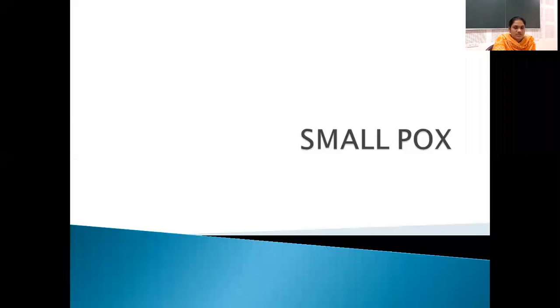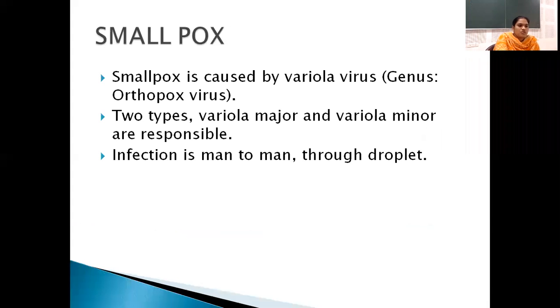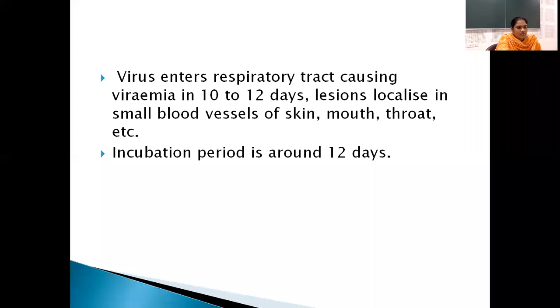And the next topic is smallpox. Smallpox is caused by variola virus. Types, it is major and minor that are responsible. Infection is from man to man through droplet. Then the virus enters the respiratory tract, and its proliferation and all occurs within 10 to 12 days.